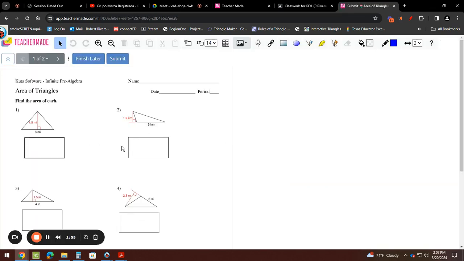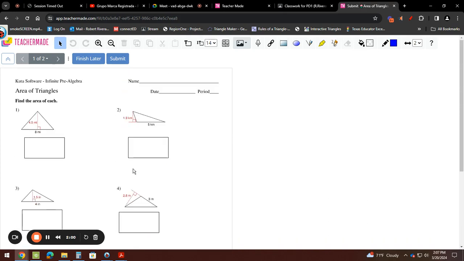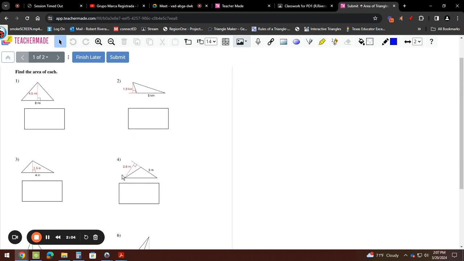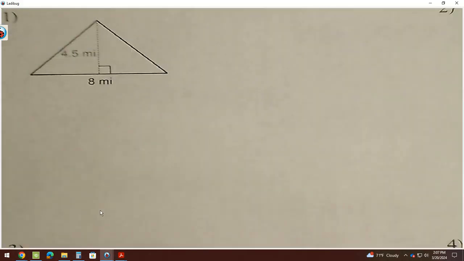So here's the worksheet that you're going to do. Today's homework is 1 through 6 only, not the second page, just the first page, 1 through 6. And I'm starting with number 1. I gave you a hard copy so you can do the work. So here's the hard copy. There's number 1.